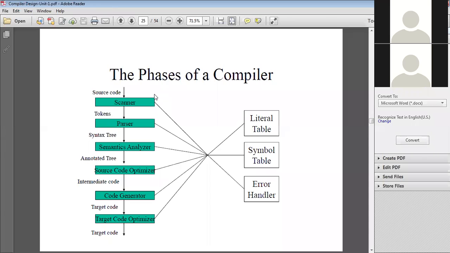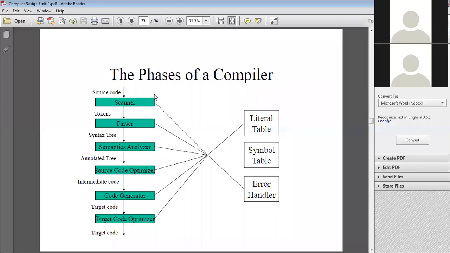The annotated tree, meaning the correct tree, will go to the source code optimizer, and it will optimize your program, meaning it will reduce the memory, using optimization techniques. The output of the source code optimizer will be the intermediate code. The intermediate code will go to the code generator, which will create the code, then it goes to the target code optimizer, and finally you will get the target code. So this is the function of the compiler.